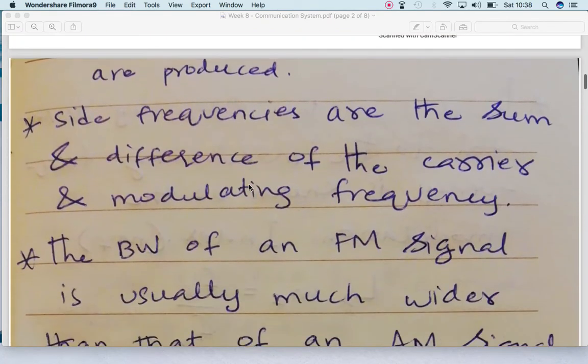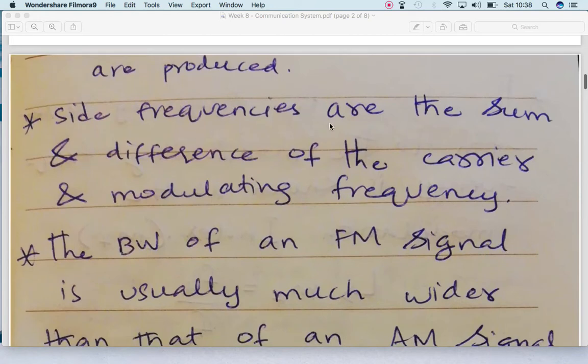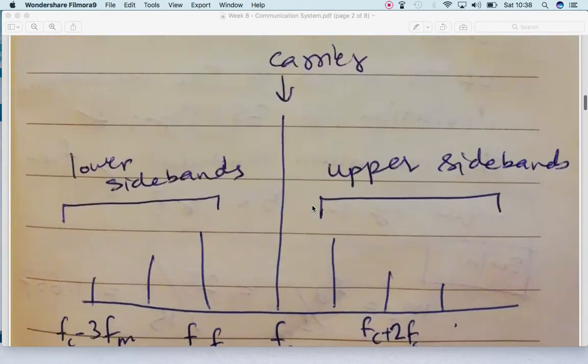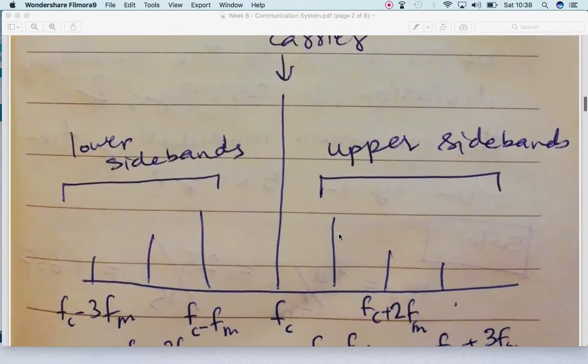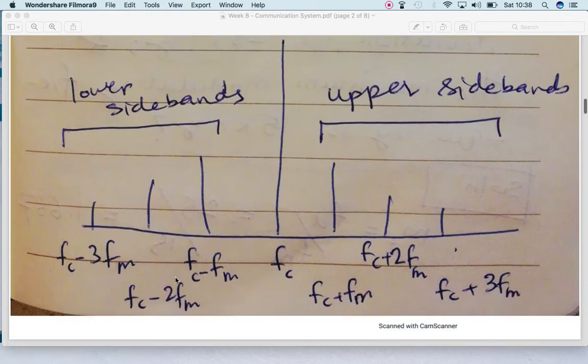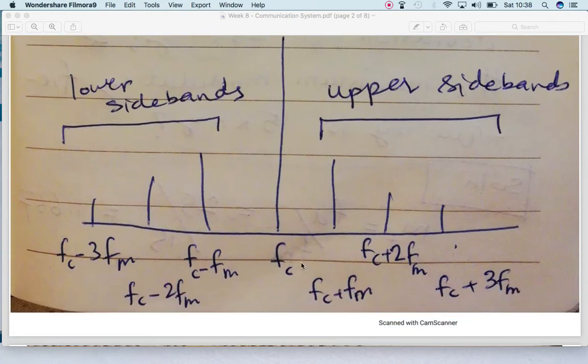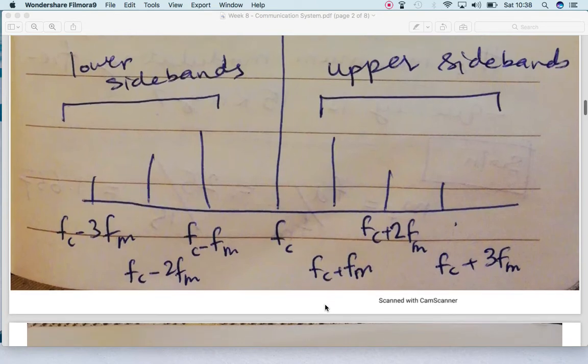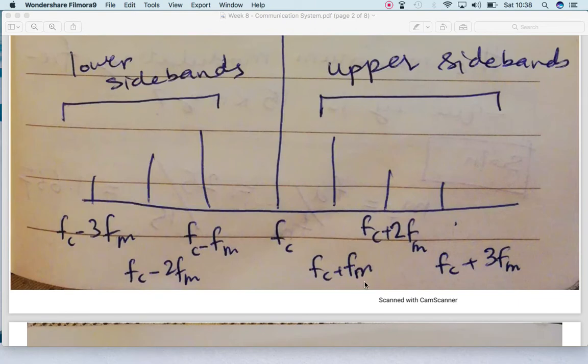So what are these sideband frequencies? The statement is telling us that the sideband frequencies are the sums and the differences of the carrier frequency. As we can see over here, FC is the carrier frequency, and the upper sideband, the first sideband, is the sum of the carrier frequency plus the modulating signal frequency, and the others are FC plus 2 FM and FC plus 3 FM.